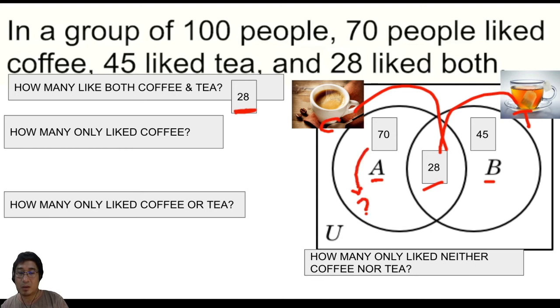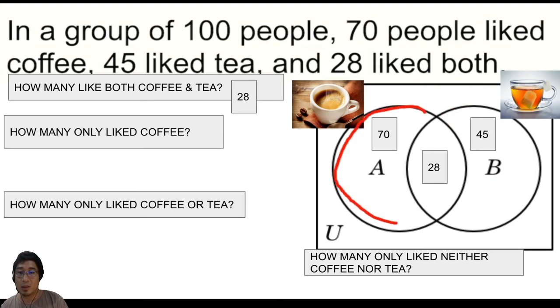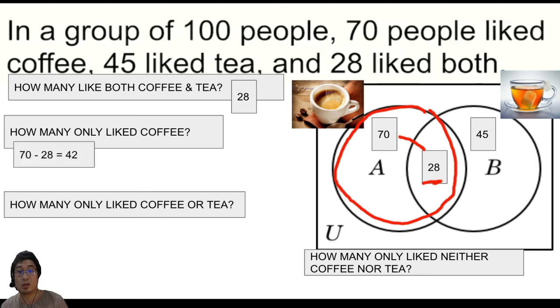So again, to do this, kunin natin ngayon yung properties na nabibilang sa loob ng letter A. So we have 70 and then 28. Para malaman natin ngayon yung may gusto lang mismo sa coffee. Kasi if we're going to include this one, sila yung may gusto sa tsaa. So to do this, 70 minus 28 is going to be our equation. So, 70 minus 28, ang sagot natin will be 42.